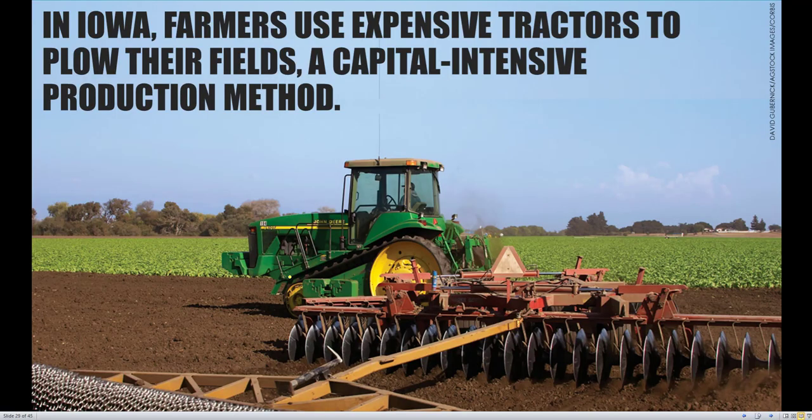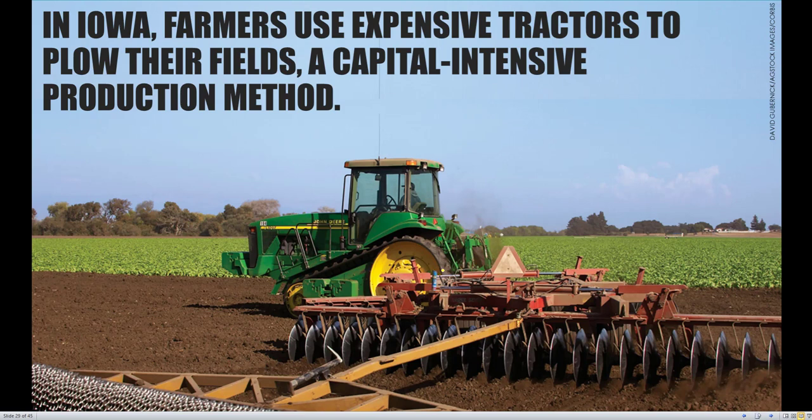If we take a look in Iowa, however, farmers already use expensive tractors to plow their fields, a very capital-intensive production method. If we give this one farmer an additional tractor, he'll be productive, but not as productive as before because we have a very high capital to labor ratio in this instance.